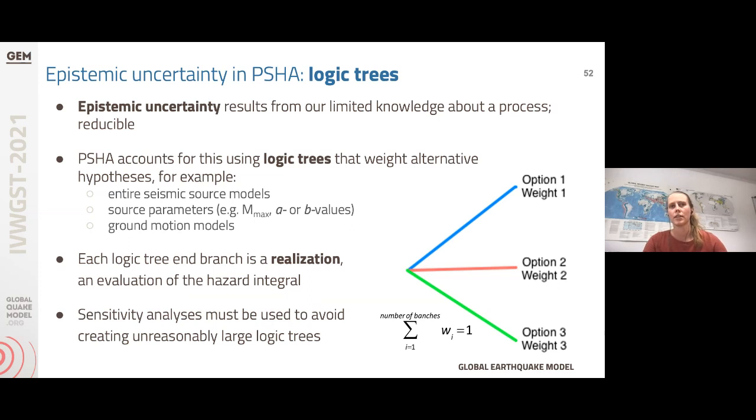An important aspect in developing logic trees is a sensitivity analysis that needs to be applied in order to avoid creating unreasonably large logic trees. And we'll cover this more in tomorrow's lecture on building a PSHA model.